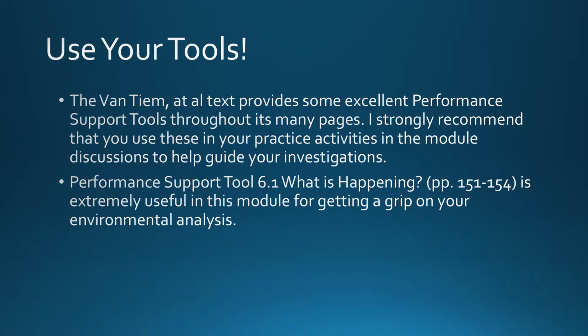By this point in the course, I would hope that you are well familiar with the design and features of our textbook. Throughout the text, Van Tiem and her associates provide some extremely helpful performance support tools. One of the best of these is found on pages 151 through 154 in the book and is called Performance Support Tool 6.1, What is Happening? In that tool, you'll find sample questions to guide your own environmental analysis for the Module 2 discussion paper or presentation.